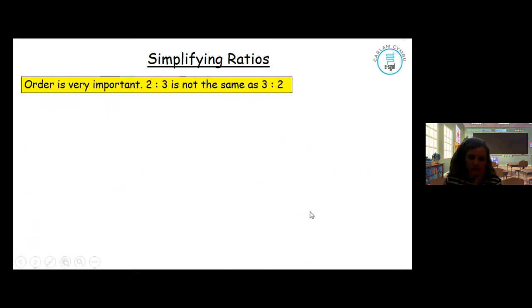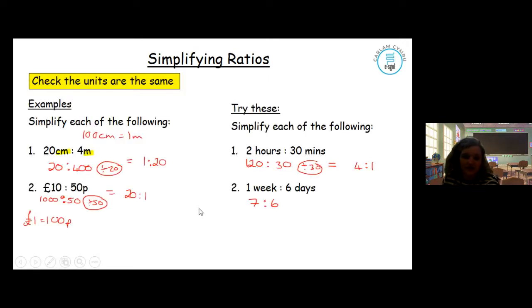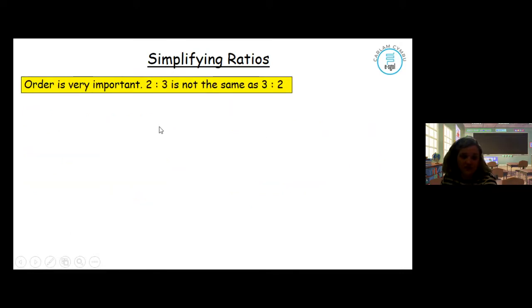Okay then, so order is very important. If I go back to the last slide, I had on my examples 1 to 20 and 20 to 1. Now they are not the same. Okay, the order is important. Like I've said here, 2 to 3 is not the same as 3 to 2.